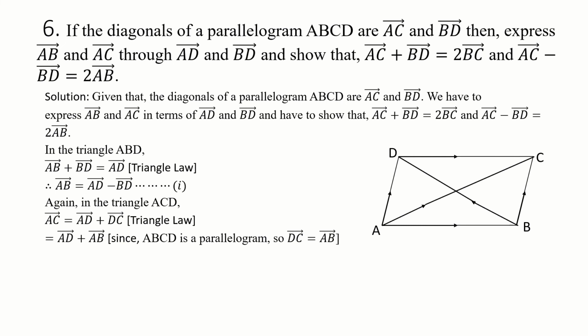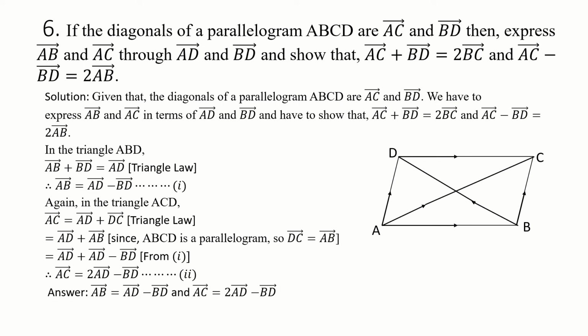We can write AD vector plus AB vector, because ABCD is a parallelogram, so DC vector equal to AB vector. But from 1 we have AB vector equal to AD vector minus BD vector. So AC equals 2 into AD vector minus BD vector. So the required answer: AB vector equal to AD vector minus BD vector, and AC vector equal to 2 into AD vector minus BD vector.